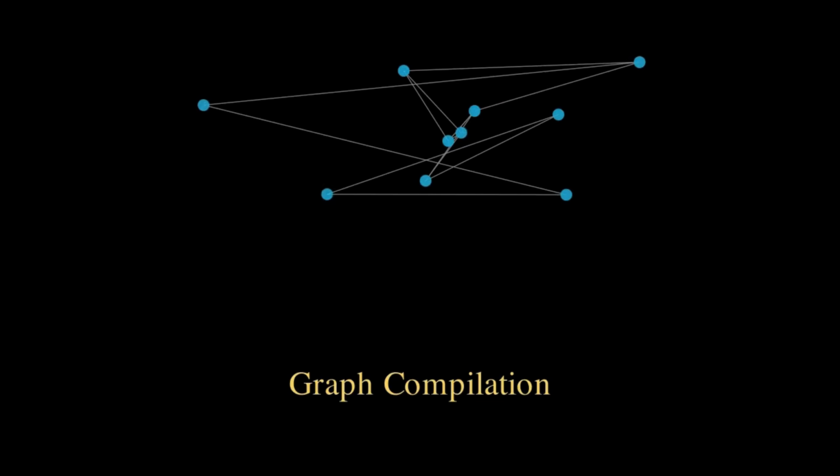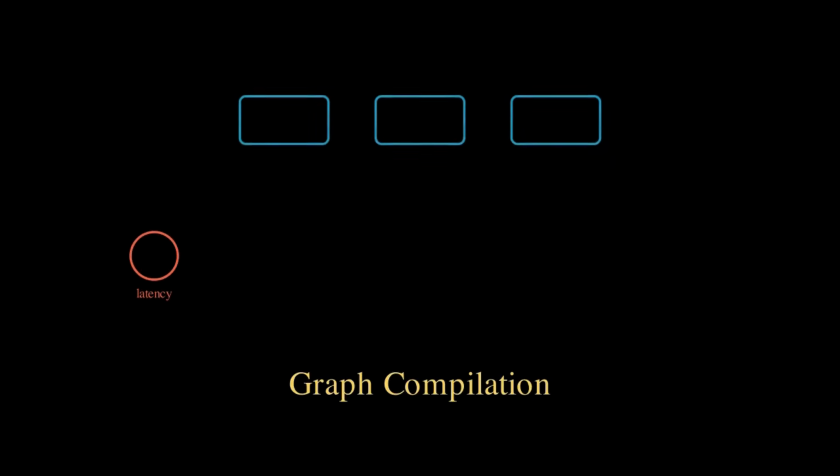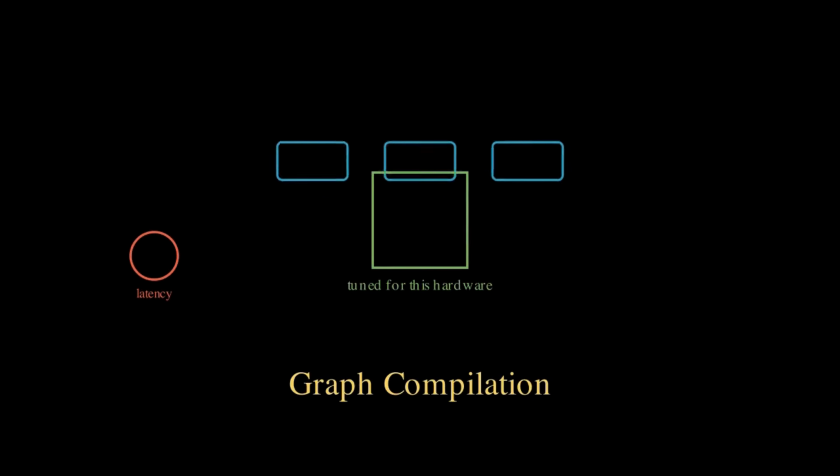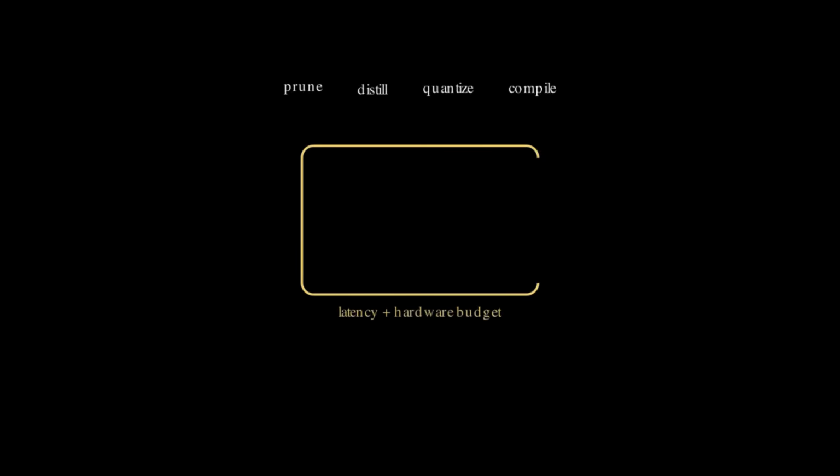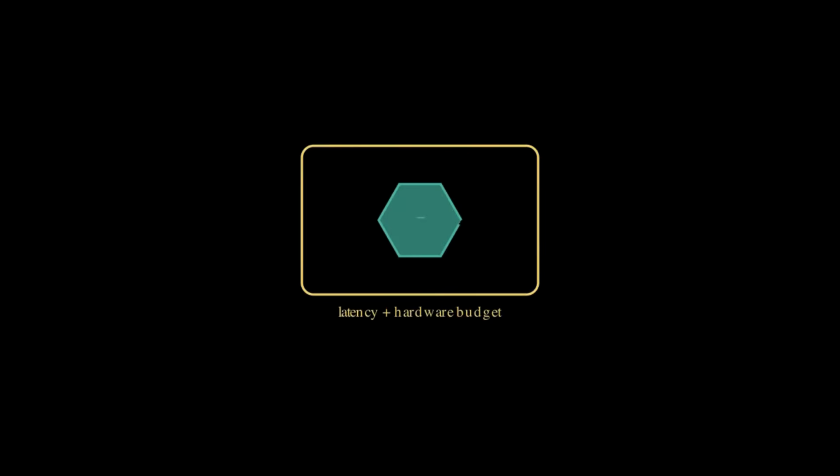The final trick is graph compilation. A forward pass is a tangled flowchart of tiny math operations. A compiler fuses these into fewer, larger blocks, tuned for the exact chip they'll run on. Same computation, far fewer trips to memory, and the latency timer drops sharply. Put these four together and a frontier quality model fits inside a real latency and hardware budget. The goal was never simply bigger, it was the best answer you can deliver within the constraints that matter.